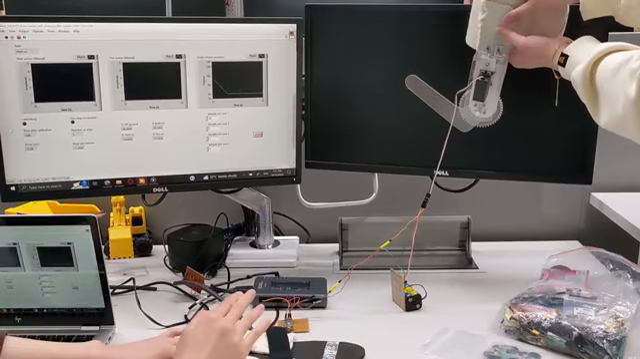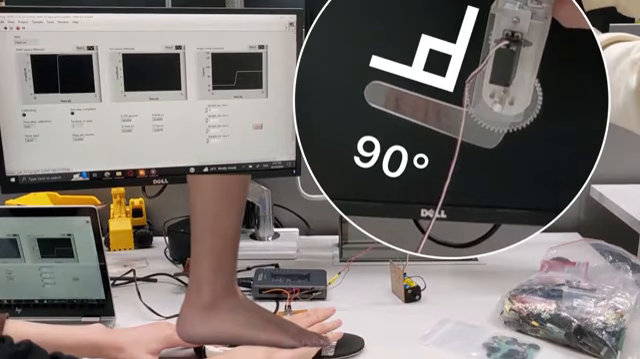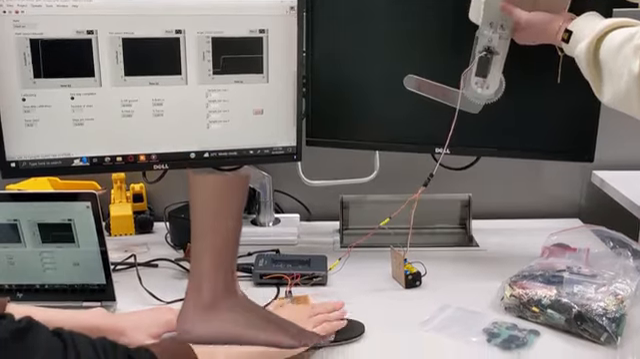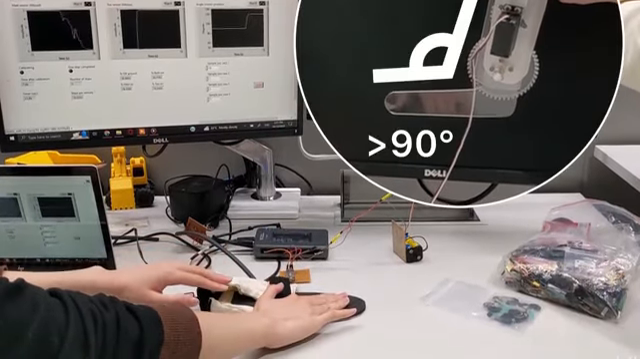For example, when the heel first strikes the ground, the foot will soon need to transition to a neutral 90-degree position relative to the leg. As the heel lifts off the ground during push-off, the foot will plantarflex and reach an angle greater than 90 degrees.